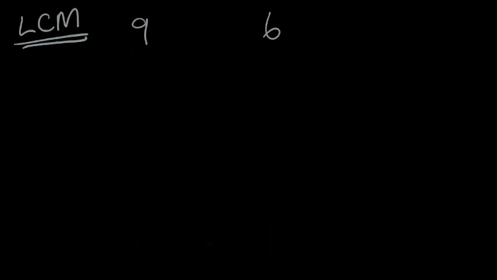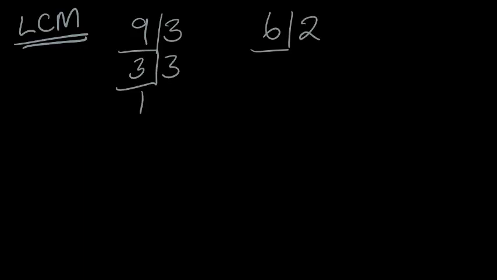The next concept we're looking at is lowest common multiple. Again, we're going to start with prime factorization. Prime factors of 9 are divide by 3, divide by 3. Prime factors of 6 are divide by 2, divide by 3. Now that I have that down, my next step is how to get my lowest common multiple from the prime factors.